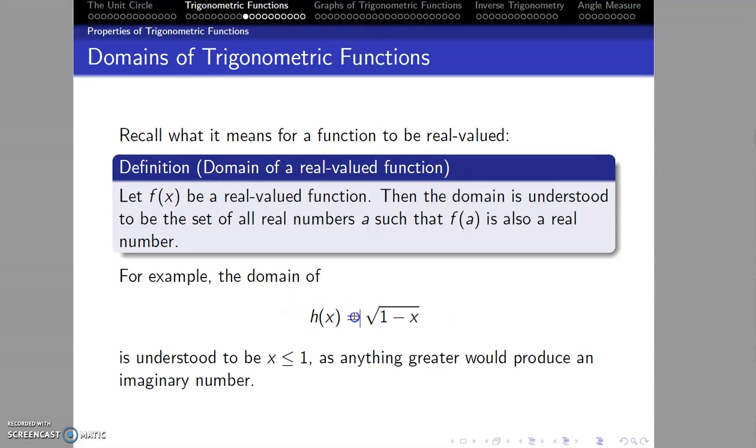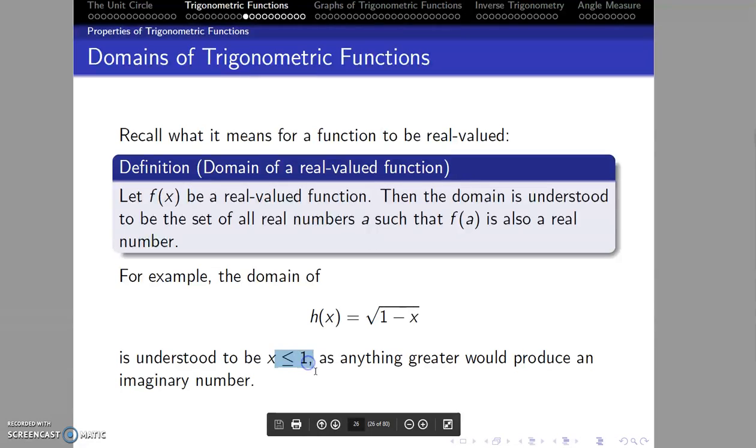Because if you were to put 5 into this function equation, you would have the square root of 1 minus 5, the square root of negative 4, which is now 2i. Which is fine, that is a number, it's just an imaginary number, it's a complex number. And since we're dealing with real valued functions, I need all the real numbers in to get real numbers out, so 5 is not in the domain of real valued function h of x. In fact, anything greater than 1 is going to produce the square root of a negative number. So anything greater than 1 must be excluded from my domain. And everything left is going to be in my domain.